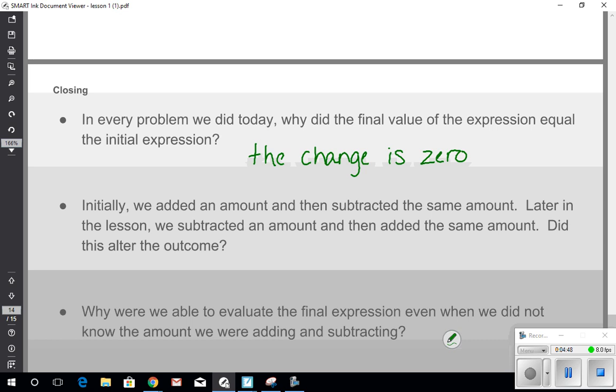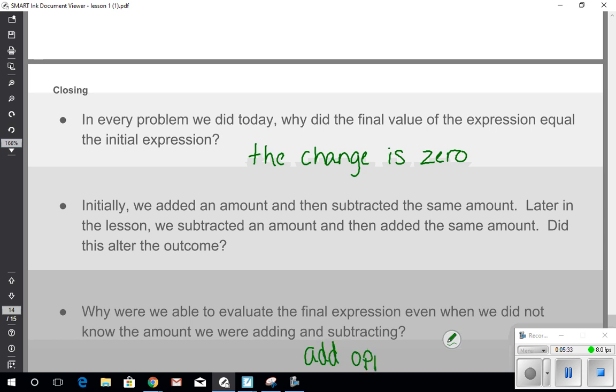All right, and initially, we added an amount and then subtracted the same amount. Later in the lesson, we subtracted an amount and then added the same amount. Did that change? And we had that with one of the examples as well. And we've discovered it does not change the outcome because in both cases, we end up with the same value we started with. And then finally, why were we able to evaluate the final expression even when we didn't know the amount that we were adding and subtracting? Because when we add and subtract the same value, it's similar to adding 0 to an expression because the two numbers are opposites, which have the sum of 0. So when you add the opposites, it equals 0.